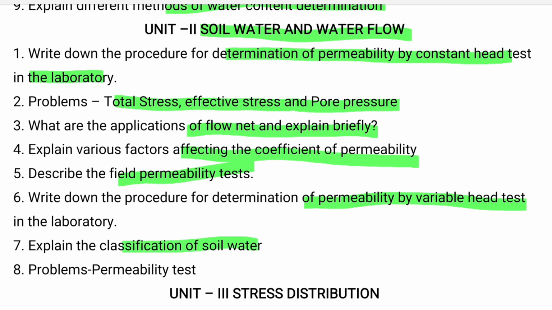Then the classification of soil water: structural water, free water, held water, absorbed water, a lot of waters are available. Then problems related to permeability tests. In this unit we have very few questions. The major important question is the procedure of the constant head method and variable head method. The second important question is the problem.